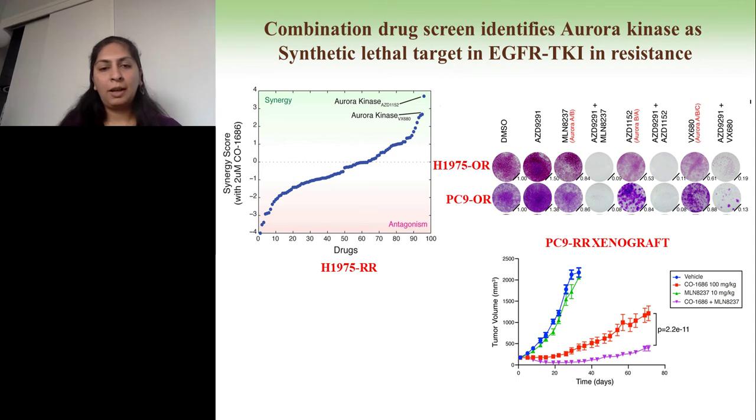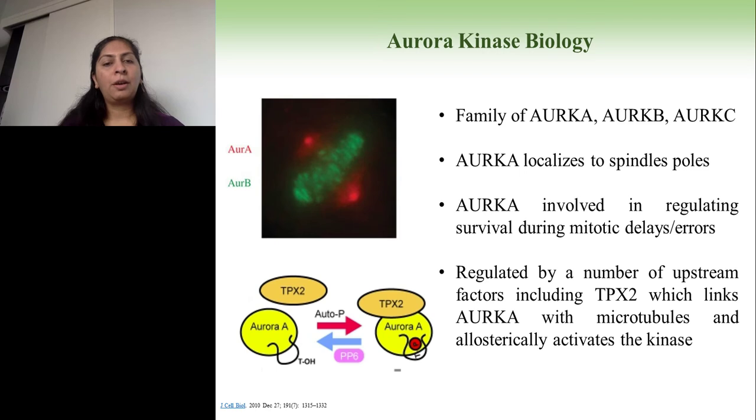What can the Aurora kinase pathway potentially do? To understand that more, I will talk about Aurora kinase biology a little bit. Aurora kinase consists of 3 different family members, Aurora kinase A, B, and C. Aurora kinase A is mainly located in the spindle poles, and Aurora kinase B is mainly located on the chromosomal passenger complex. As you can see, Aurora kinase B is in green and Aurora kinase A on the spindle pole is in red.